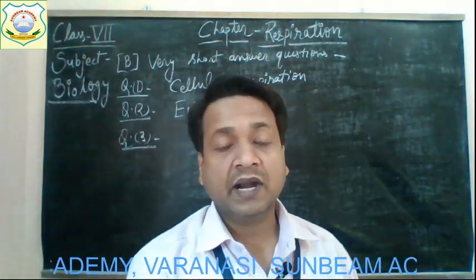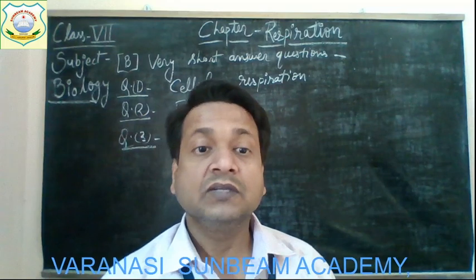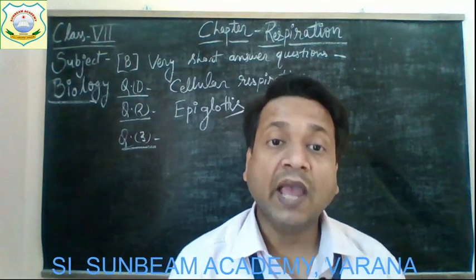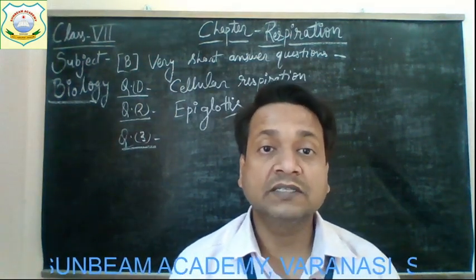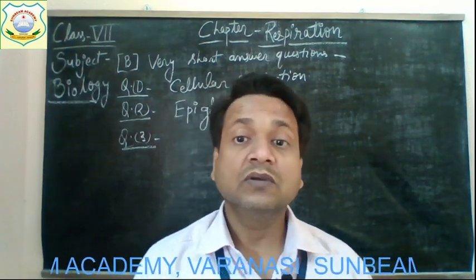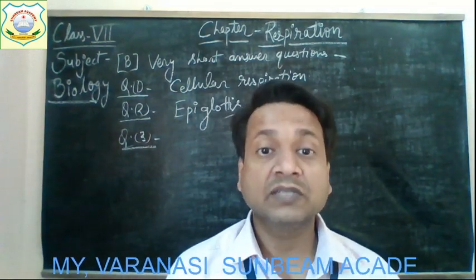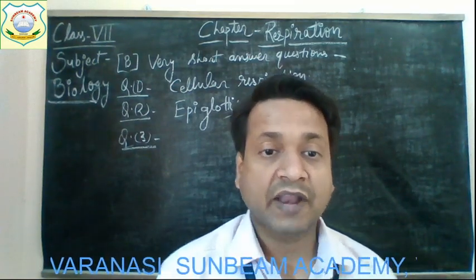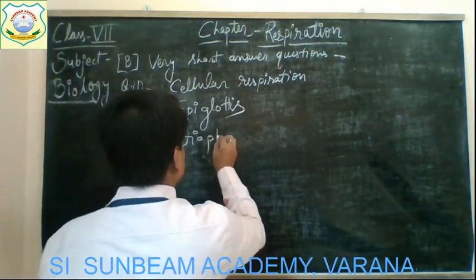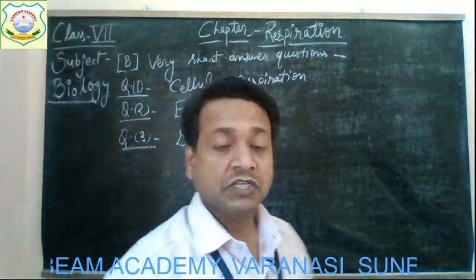Now, the question number 3. Which muscular part of the body present in the chest cavity helps air to be breathed in and out? Children, understood the question? Here you have to write the name of the muscles which are present in the chest cavity. And this muscle helps air to be breathed in and out. So that muscular part of the chest cavity is the diaphragm.